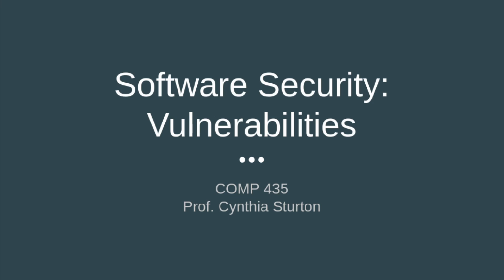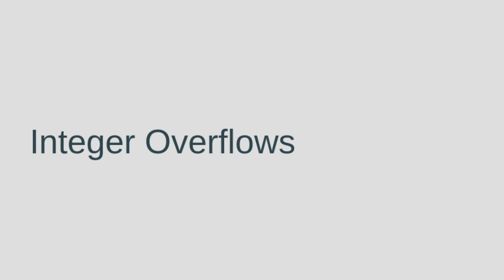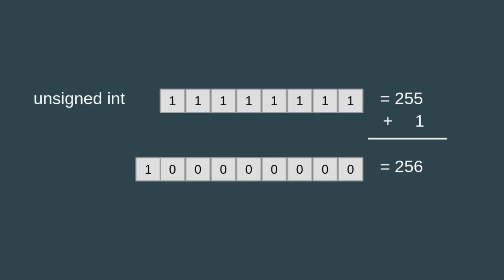Here we continue our discussion of software vulnerabilities. We'll talk about integer overflow flaws first, which are another type of exploitable vulnerability. An integer overflow occurs when a value exceeds the maximum representable value of the data type.